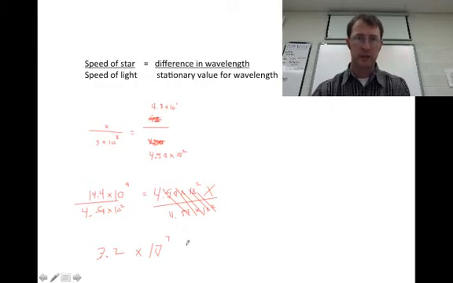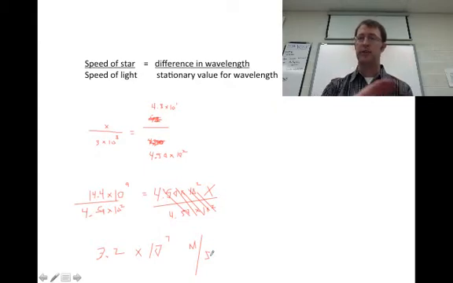And if we go back to our units, we'll know that our units for the speed were meters per second, and there's our final answer. That star is moving at 3.2 times 10 to the 7th meters per second. And since it's redshifted, it's moving away from us at that speed.